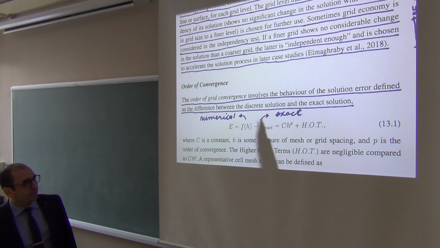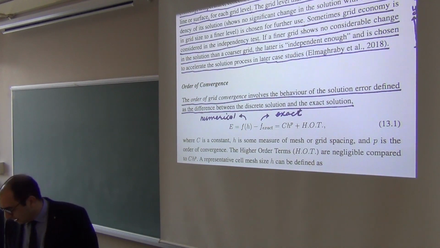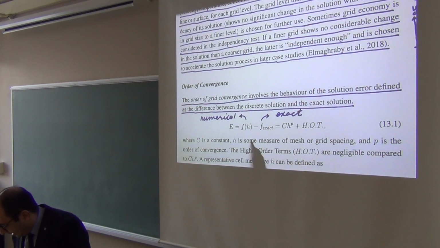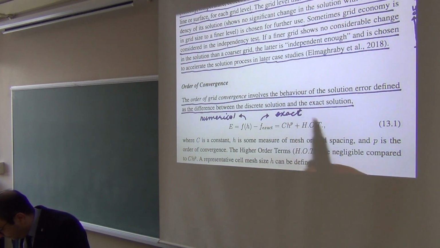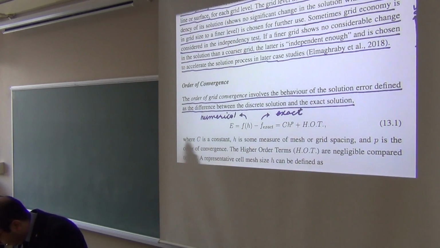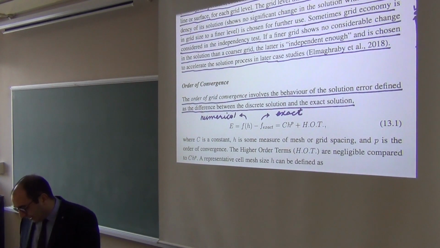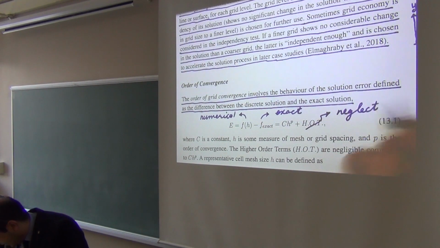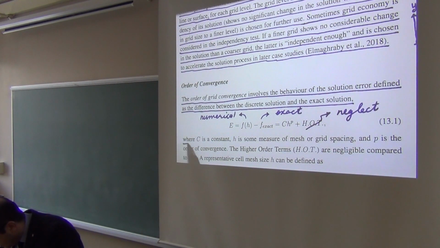Suppose you're only talking about complete models. There should be some exact answer, right? Because every complete model should converge. Well, what is the error between the numerical answer and the exact? Well, if you can show that this difference is equal to a constant c, times a measure of grid spacing to the power p, plus some higher order terms you may neglect, then you can say the order of convergence is p.